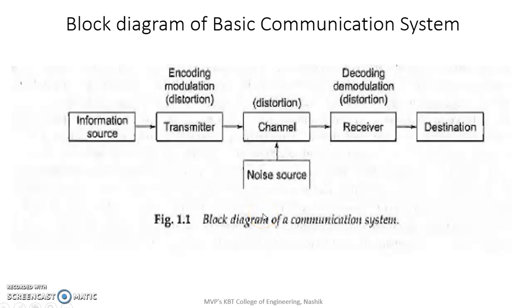Now this is the block diagram of the basic communication system. Let us first become familiar with the blocks of the communication system. The flow is from left to right. The first block is the information source. The information source is connected to the transmitter. This is a simplified block diagram. The transmitter output is connected to the channel. The channel has one more input that is considered a noise source. The output of the channel is given to the receiver, and the receiver output is given to the final destination. So this is the overall idea about communication.